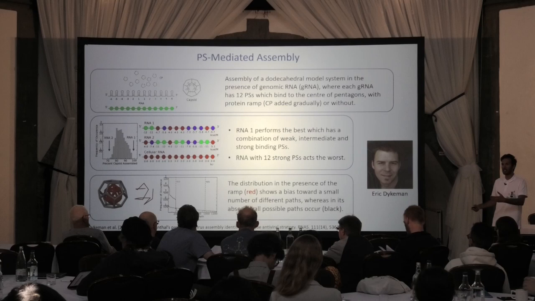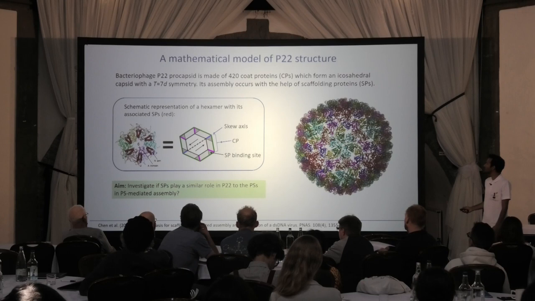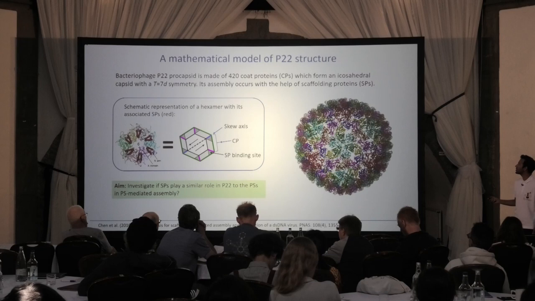But these are all for single-stranded RNA viruses. So now we want to do something for P22, which is a double-stranded DNA virus. Probably you know better than me. Its core capsid is made of 420 coat proteins. I put the symmetry, P47. The assembly is different.